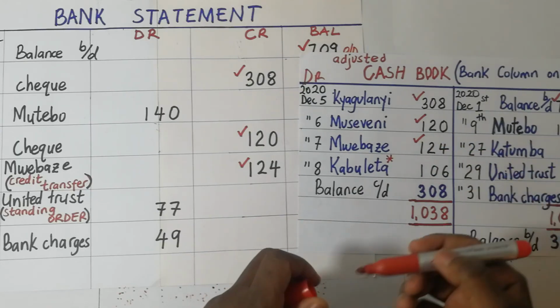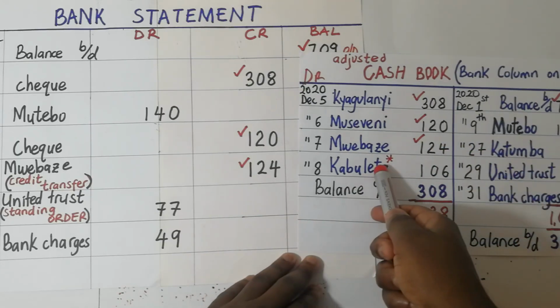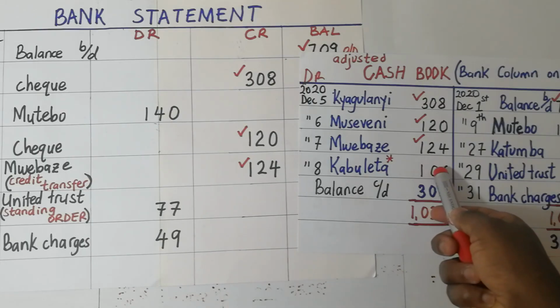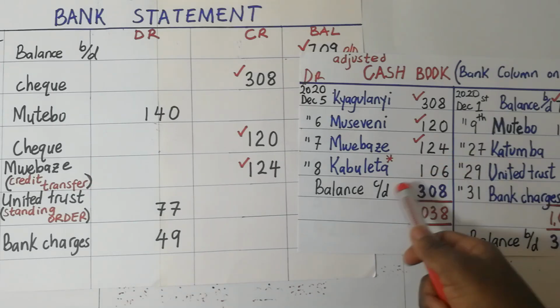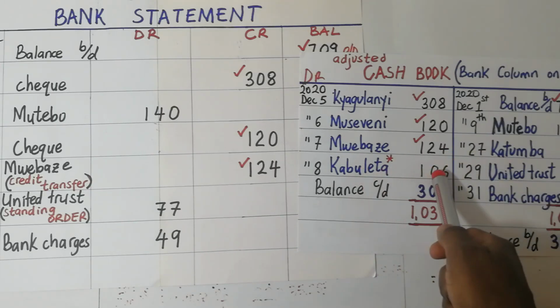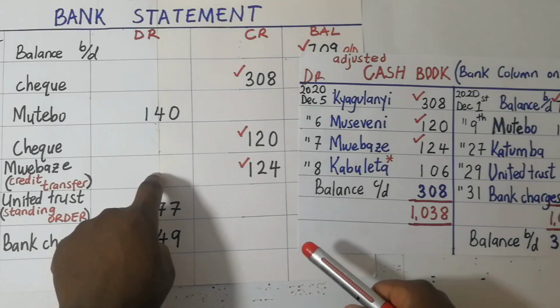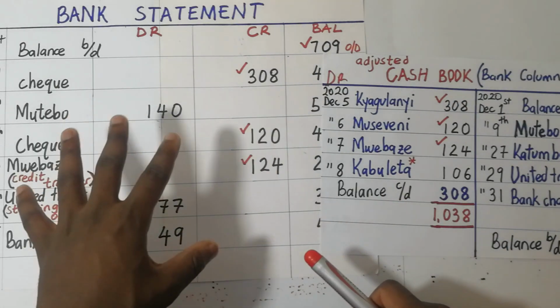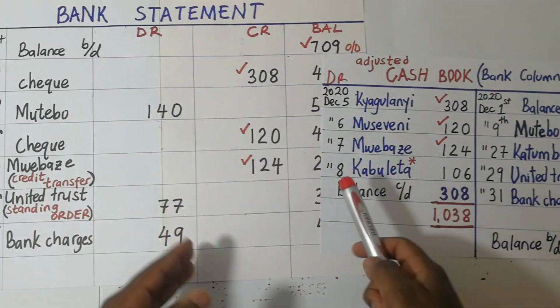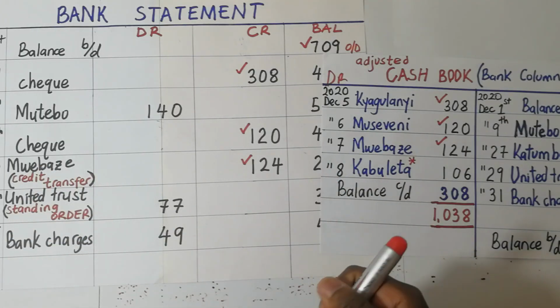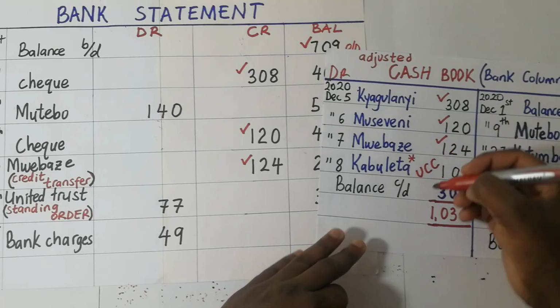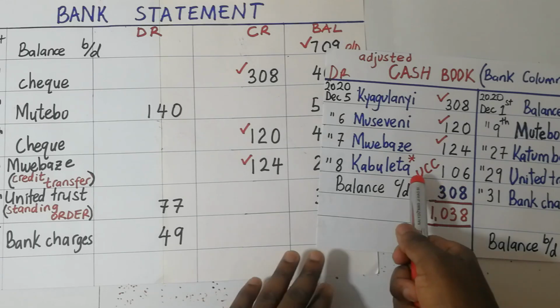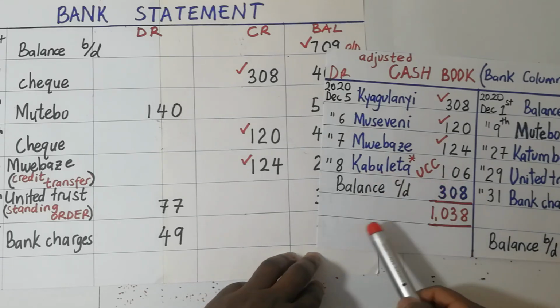So we received this check from Kabuleta and we recognized that we received this money in our cash book. However, we went and took this check to the bank. However, at the time of issuing this bank statement, the bank has not yet credited our account. So it means the Kabuleta check is what we call an uncredited check. Let me write it like that. That's an uncredited check.